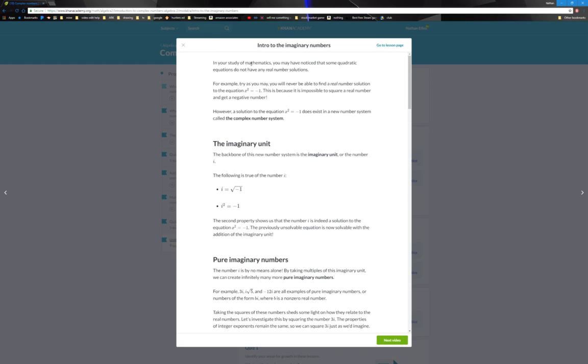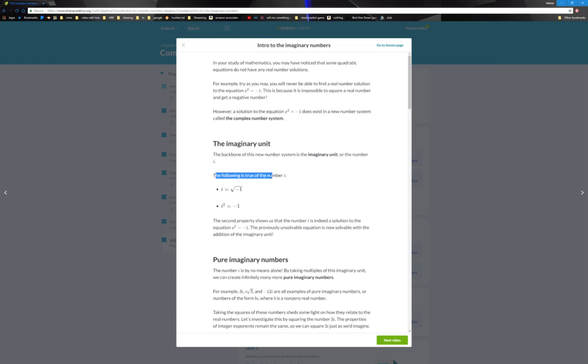In your study of mathematics, you have noticed that some quadratic equations do not have any real number solutions. For example, try as you may, you will never be able to find a real number solution for the equation x squared equals -1. That's because it's impossible to square a real number and get a negative. However, a solution for the equation x squared equals -1 does exist in a new number system called the complex number system.